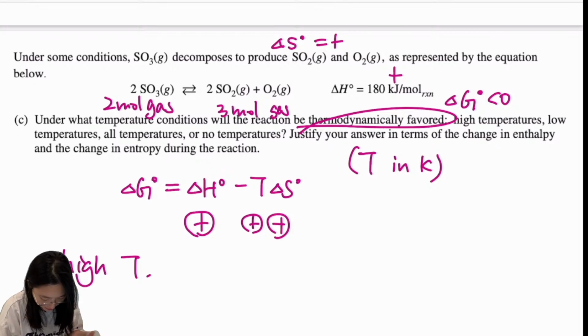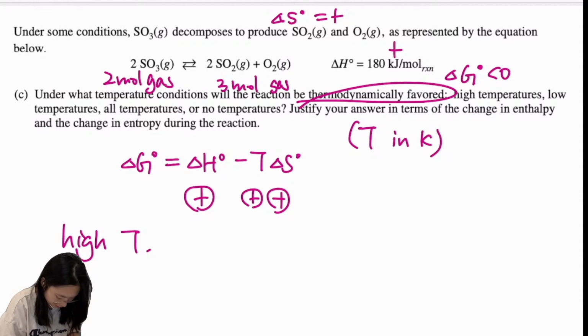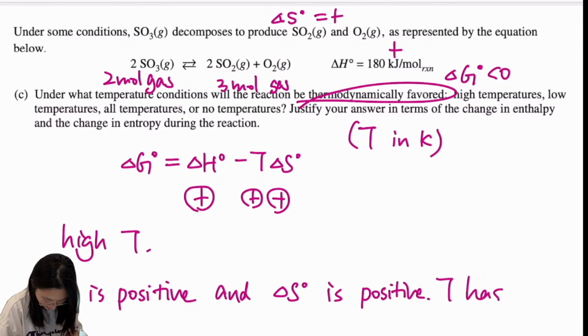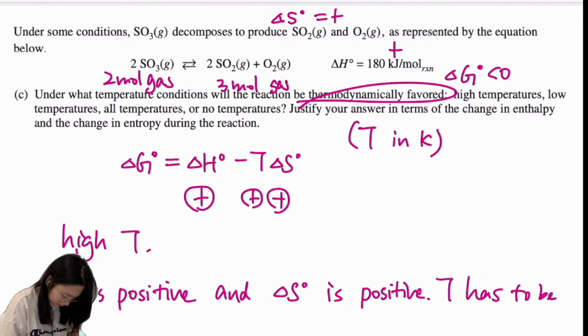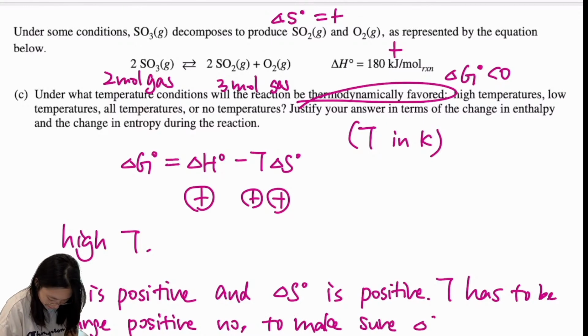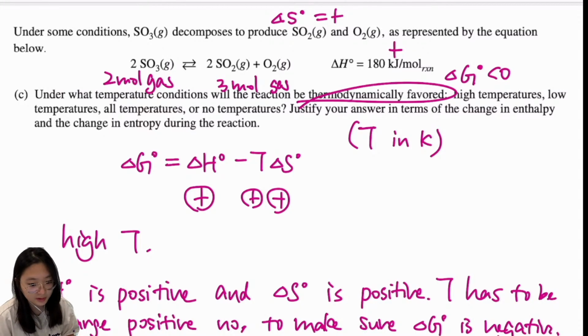And justify your answer in terms of the change in enthalpy and the change in entropy. Okay, delta H, the change in enthalpy, is positive, and delta S, the change in entropy, is also positive. So T has to be a large positive value to make sure that delta G, the difference, is negative. That's it. And then which year is this FRQ from?